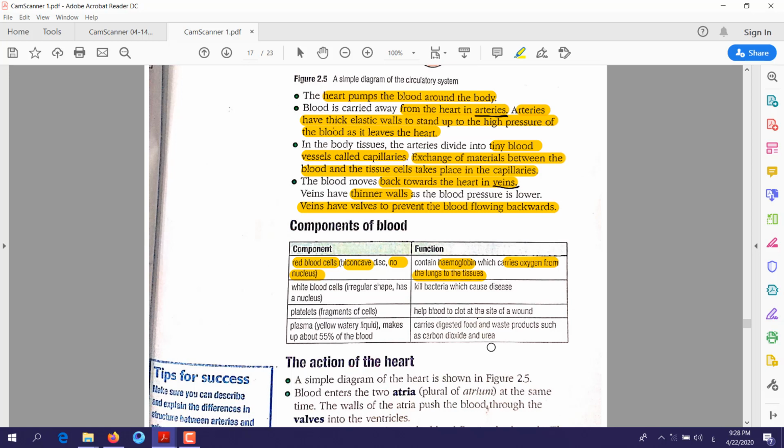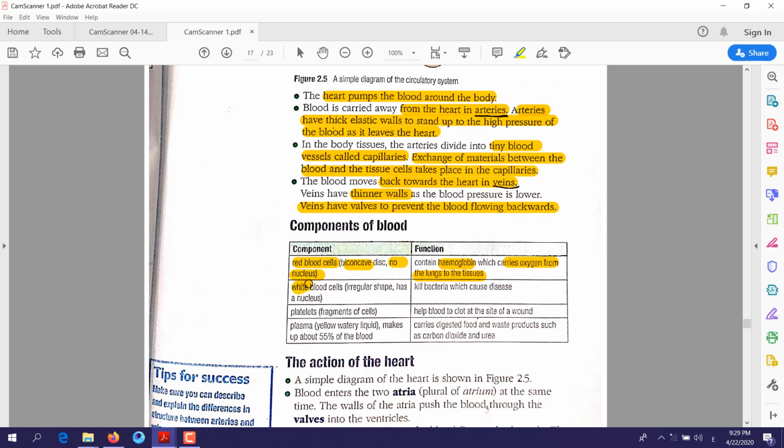So the first component, red blood cells. Description: the shape is concave and it has no nucleus. The function of the red blood cell is that it has hemoglobin, which is a kind of protein that carries oxygen from the lungs to the body tissues.